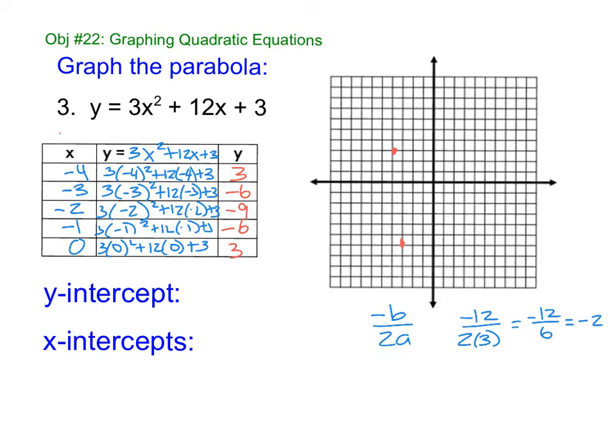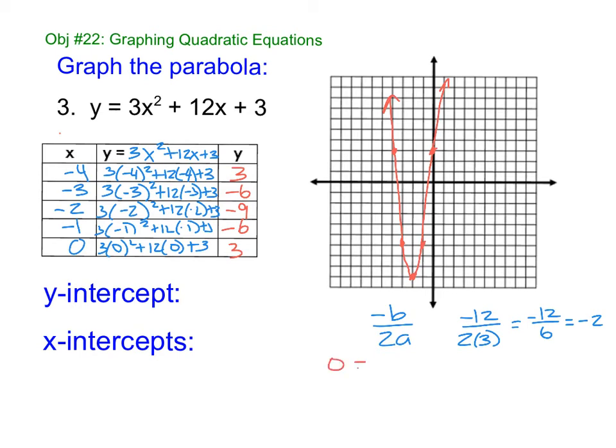All right, negative 2, negative 9, negative 1, negative 6, and 0, 3. All right, so this is a skinny one. Here's my skinny graph. Okay, so this one we don't know. It's not going to be a nice number. Because these are not going to be nice numbers, we need to solve the quadratic to find the x-intercepts.